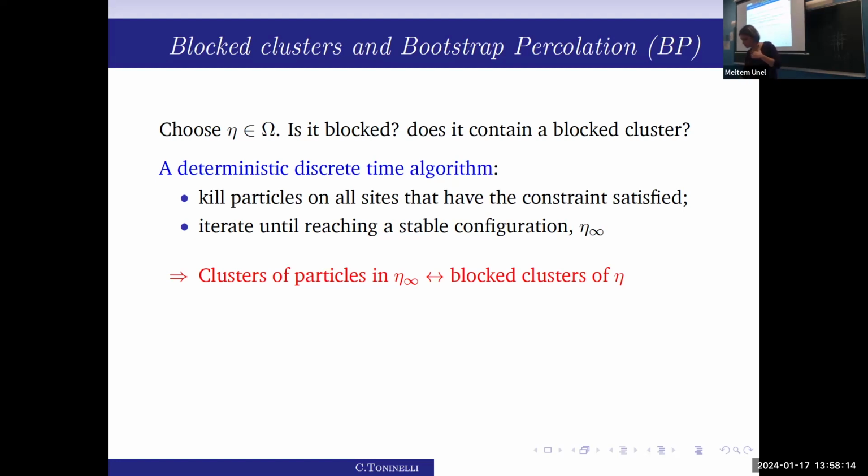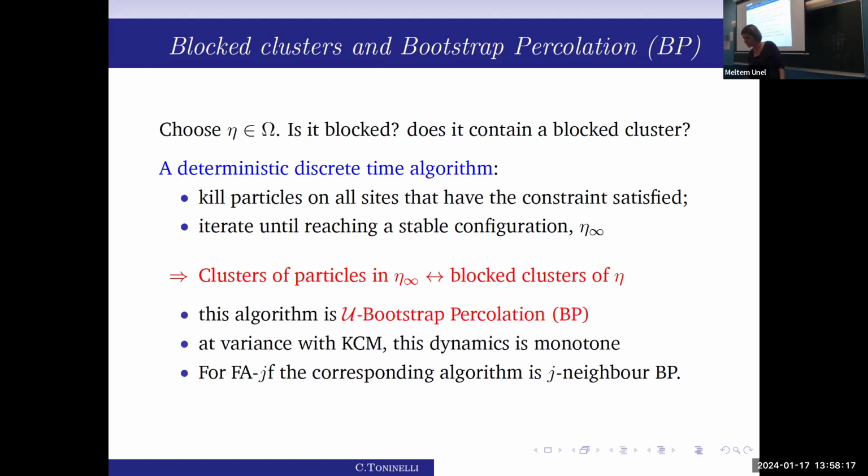And even better news is that this dynamics has been very much studied in combinatorics and probability in a separate community. So for a long while, the physics community of KCM was not aware of the mathematical community studying this algorithm. And this dynamics goes under the name of Bootstrap percolation, more generally U-Bootstrap percolation for a general rule U. That's why in my title there was Bootstrap and kinetically constrained models.